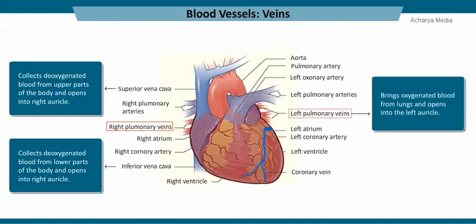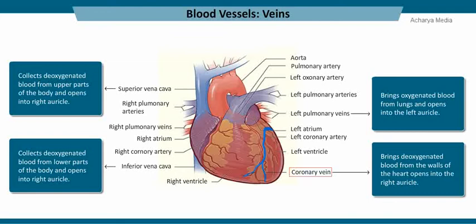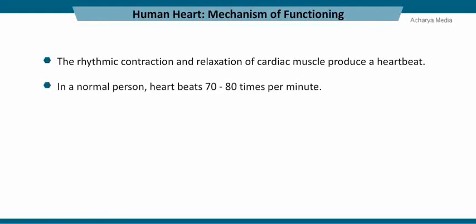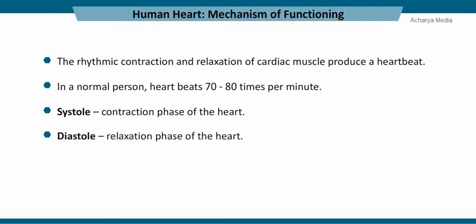The pulmonary vein brings oxygenated blood from the lungs and opens into the left auricle. It is the only vein that carries oxygenated blood. A pair of coronary veins brings deoxygenated blood from the walls of the heart and opens into the right auricle. The rhythmic contraction and relaxation of cardiac muscle produce a heartbeat. In a normal person, heart beats 70 to 80 times per minute. Contraction phase of the heart is known as systole, and the relaxation phase of the heart is known as diastole.